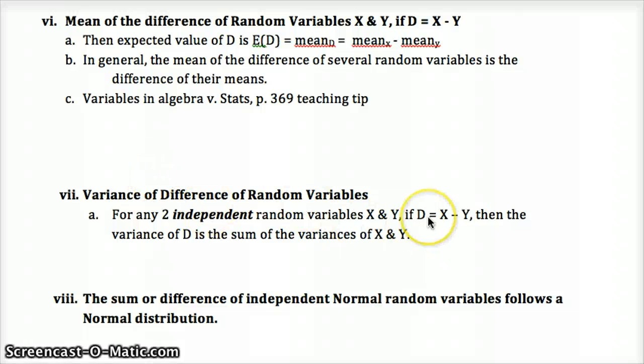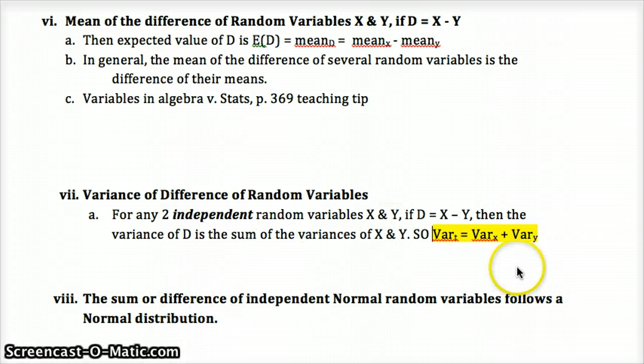The variance of difference of random variables. For any 2 independent random variables, if we subtract random variable y from x, then the variance of d is the sum of the variances. Now that's very important. It's not the difference. For variance, more variables, more variance. So pay close attention right here. The total variance when we subtract these 2 is the variance of x plus variance of y, even though we subtracted. More variables, more variance. There's more data, it's more likely to vary from the mean.